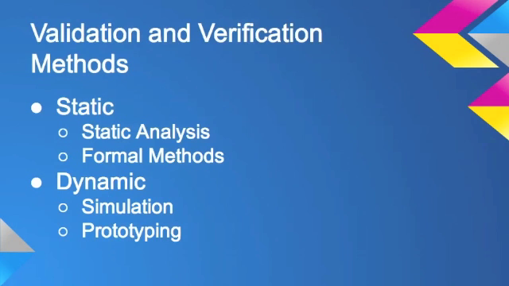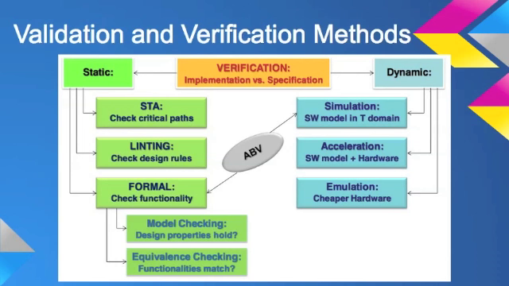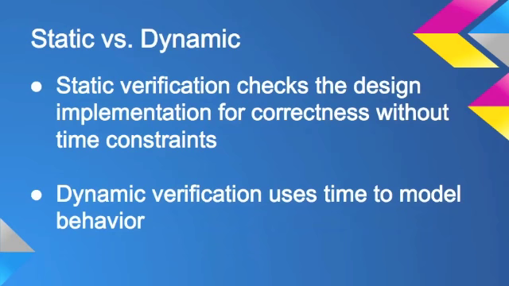There are two main types of validation and verification methods, static and dynamic. Here you can see the different types of static versus dynamic methods. For static, there's formal checking methods and critical path. Dynamic uses simulations and emulations. The main difference between static and dynamic verification methods is that static checks the design implementation for correctness without time constraints, while dynamic uses time to model the behavior.